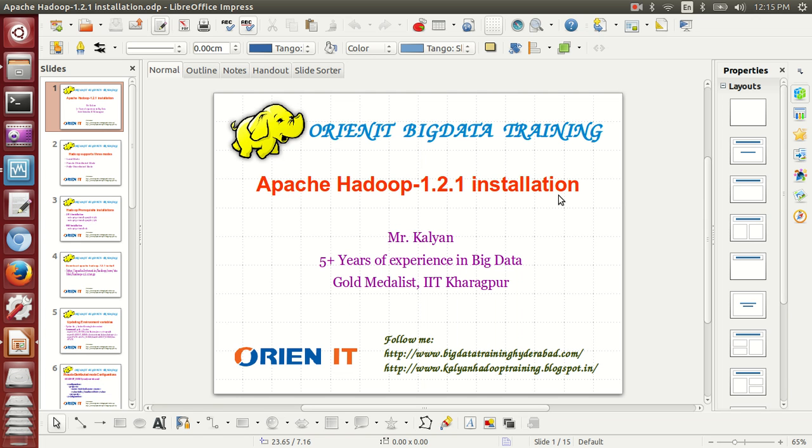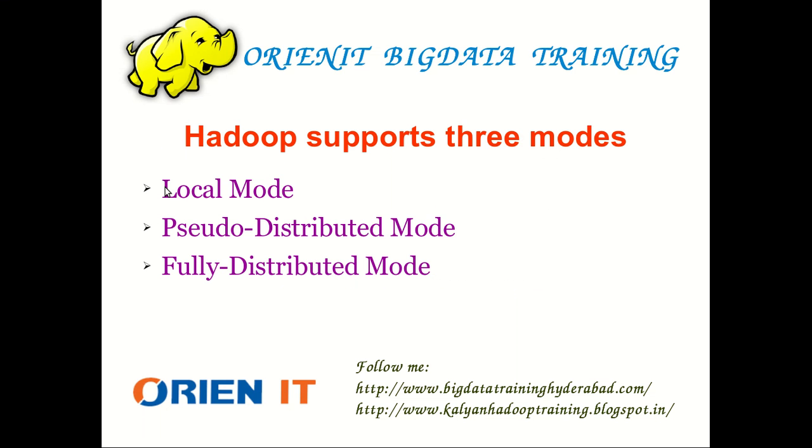Let me start with the prerequisites, as well as the types of installation modes Apache Hadoop supports. Apache Hadoop supports three types of installations. One is local mode, another is pseudo distributed mode, and the other is fully distributed mode. The local mode and pseudo distributed mode are intended for developers and testing purposes, and fully distributed mode is intended for production. Today we are going to do the pseudo distributed mode installation using VirtualBox along with Ubuntu.